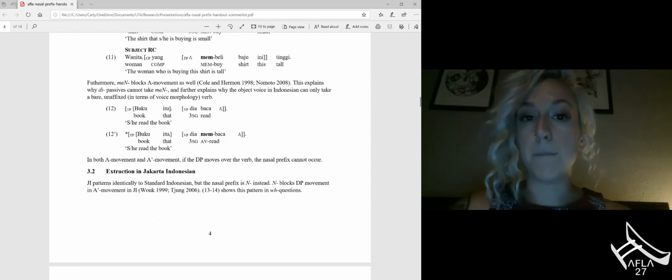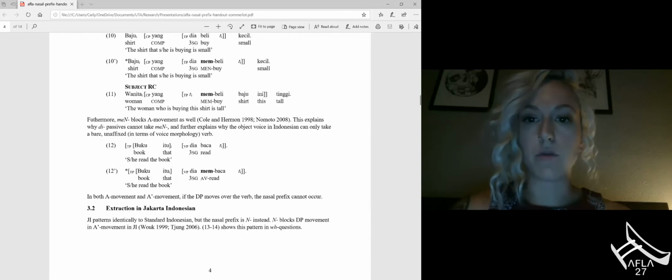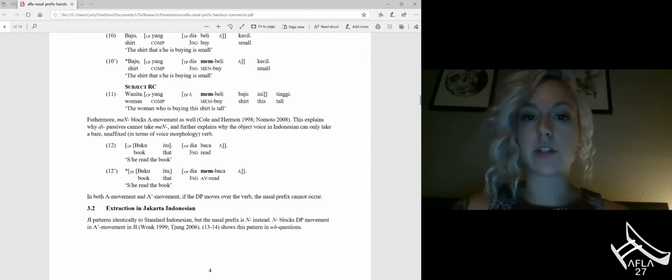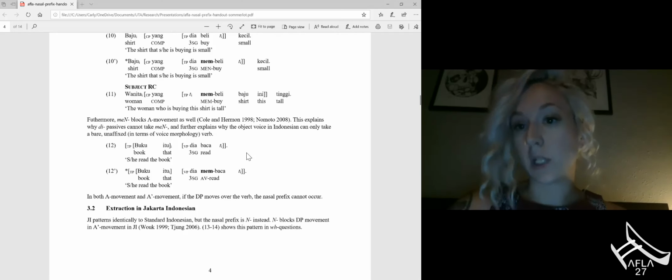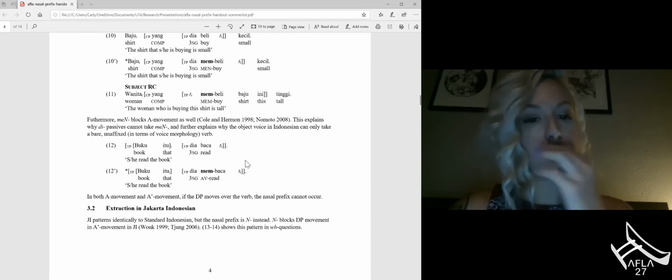Furthermore, it's been noted that mung in Indonesian blocks A movement as well, and this explains why D passives cannot take mung, and further explains why the object voice can only take this bare, unaffixed verb in terms of voice morphology. So 12 is a perfectly acceptable bare passive in Indonesian, but 12 prime is ungrammatical.